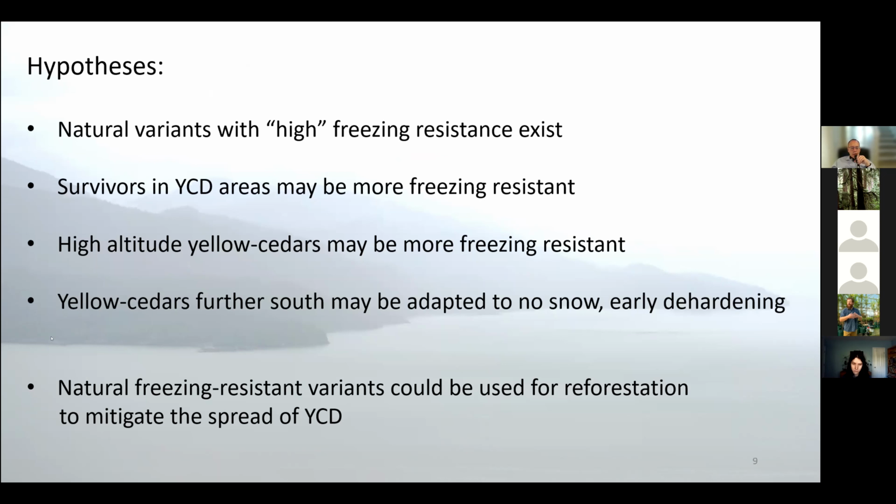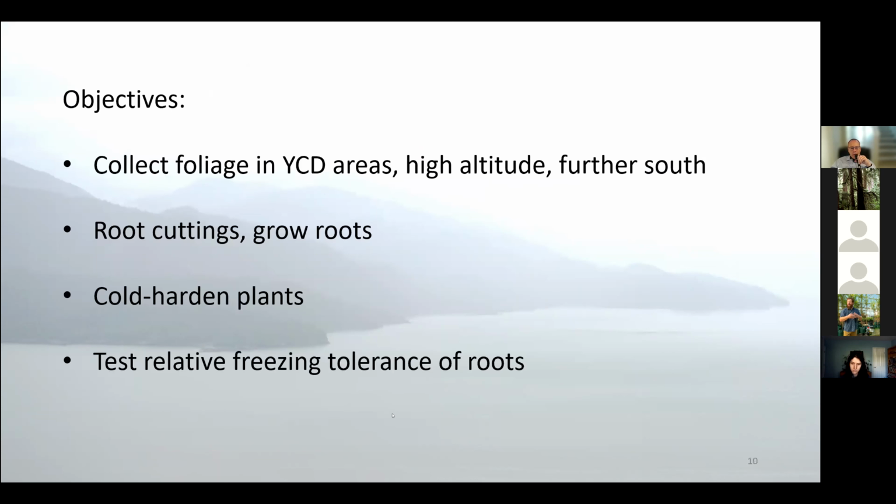But it could also be that yellow cedars further south may be adapted to no snow and early de-hardening relative to those further north. So we don't really know. So these are working hypotheses. And the long-term hypothesis then is that natural freezing resistant variants could be used for reforestation to mitigate the spread of yellow cedar decline. And maybe, if not directly, they also could be used in a breeding program to select for offspring that have superior resistance.